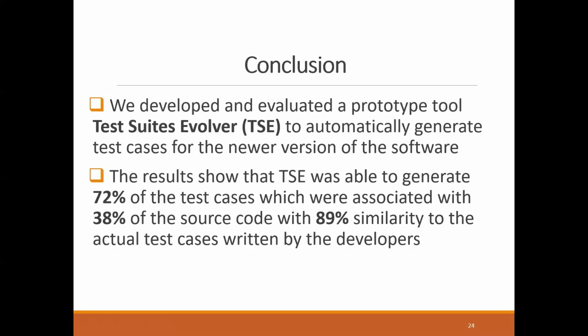So in conclusion, we developed and evaluated a prototype tool, TestSource Evolver, that automatically generates test cases for the newer version of a software. Our results show that TSC was able to generate 72% of test cases, which were associated with 38% of the source code, with 89% similarity to the actual test cases written by the developers.